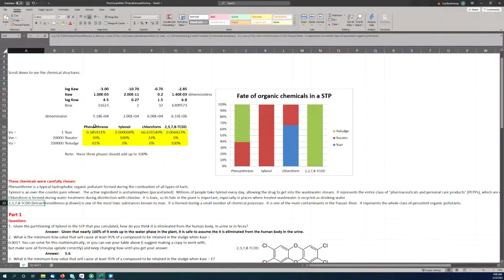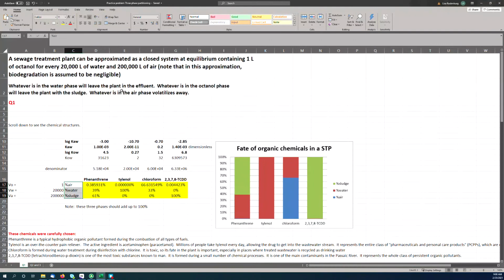So you're asked to calculate the partitioning between the air, the water, and the sludge. Anything that is in the air will volatilize away. Anything that's in the water will leave the plant with the effluent and go into the receiving water, where it could be a problem. And whatever is in the octanol phase will end up in the sludge, and management of sludge from wastewater treatment plants is a whole big complicated issue in and of itself. And what do you do about these nasty chemicals that end up in the sludge? It's tricky.